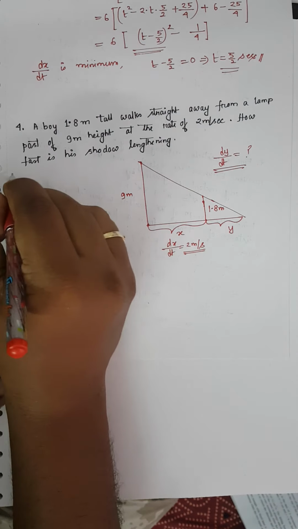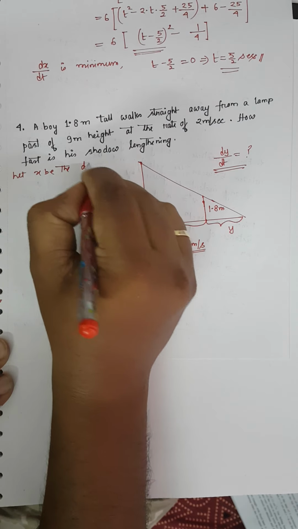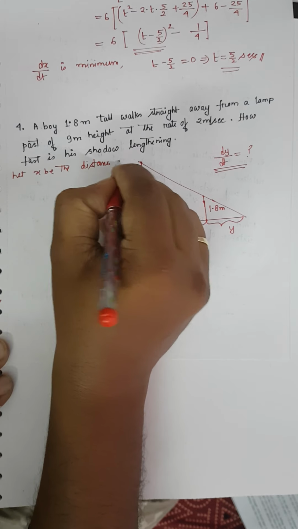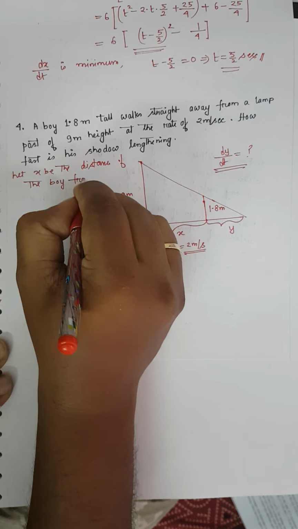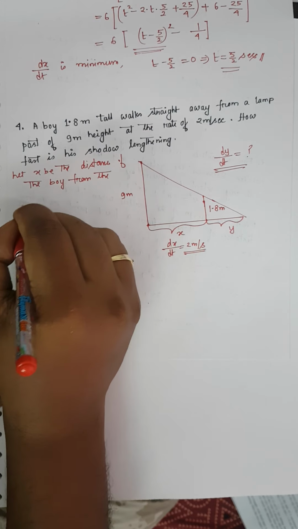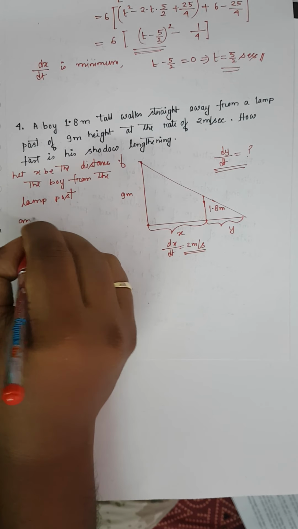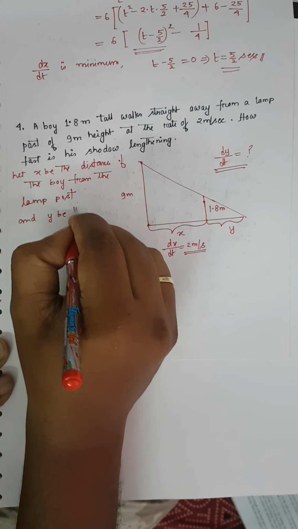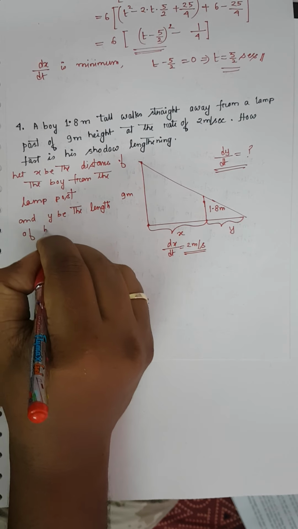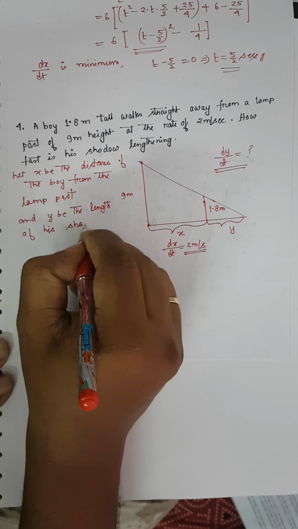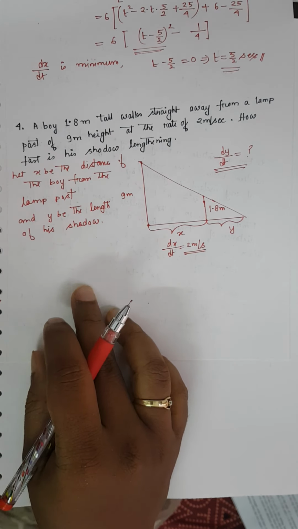So let x be the distance of the boy from the lamp post and y be the length of his shadow. Now we can use geometry.